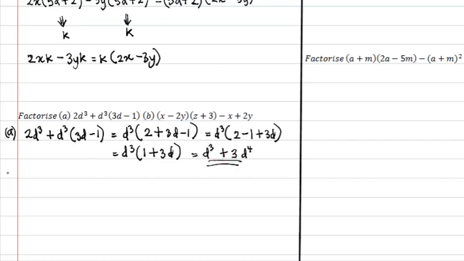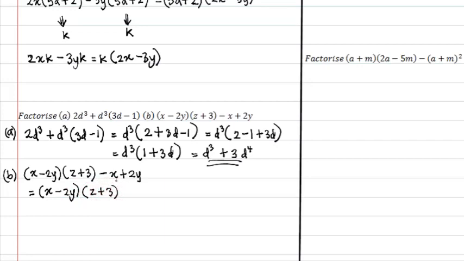Okay, so for the b part now, we have x minus 2y bracket z plus 3 minus x plus 2y. So from here now we can manipulate this in this format. Let's rewrite this one: x minus 2y bracket z plus 3.